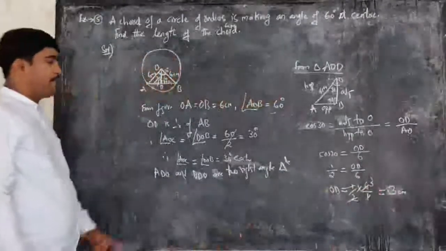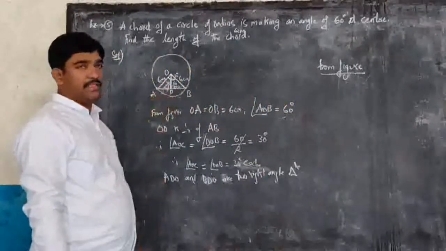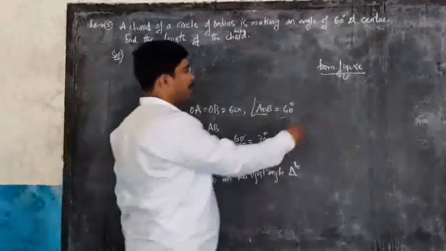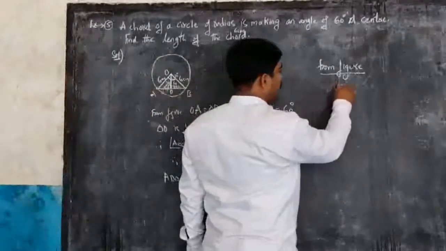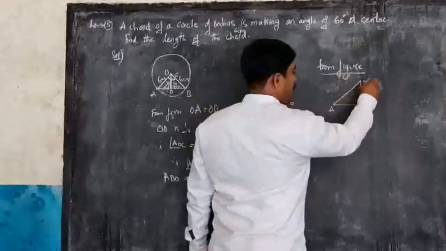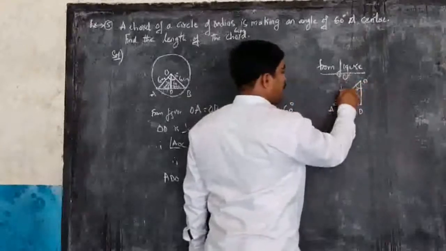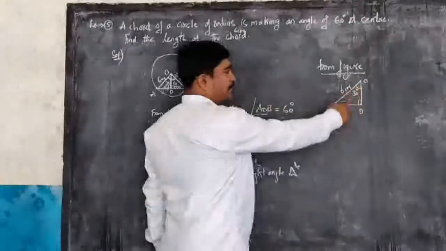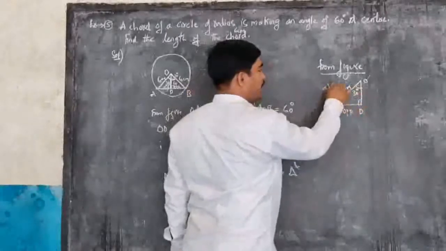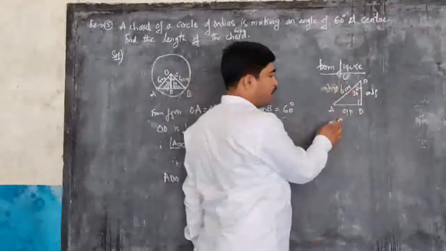Now from the figure, we have got OD. Now we will find the length of the chord. From the figure, we observe ADO is a right angle triangle. I will draw the figure here again. ADO is a right angle triangle. O is having 30 degrees and OA we know as 6 centimeters. If we consider the angle here, this will be the opposite, this will be the hypotenuse and this will be the adjacent. Now I want the value of AD.